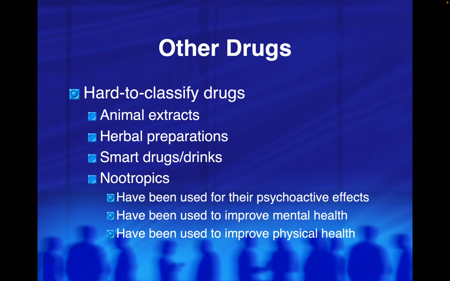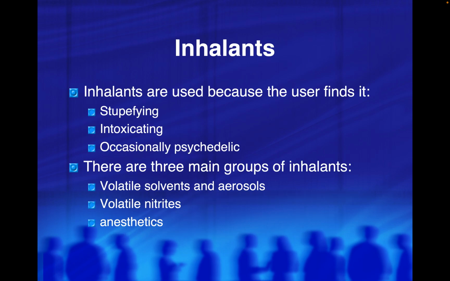Hard to classify drugs. They are drugs such as animal extracts, herbal preparations, smart drugs and drinks, and nootropics. They've been used for their psychoactive effects. They've been used to improve mental health. They've been used to improve physical health. Inhalants are used because the user finds it stupefying, they find it intoxicating, and occasionally they find it psychedelic, but usually it's the stupefying and intoxicating aspect that they're seeking. There are three main groups of inhalants, the volatile solvents and aerosols, the volatile nitrites, and anesthetics.